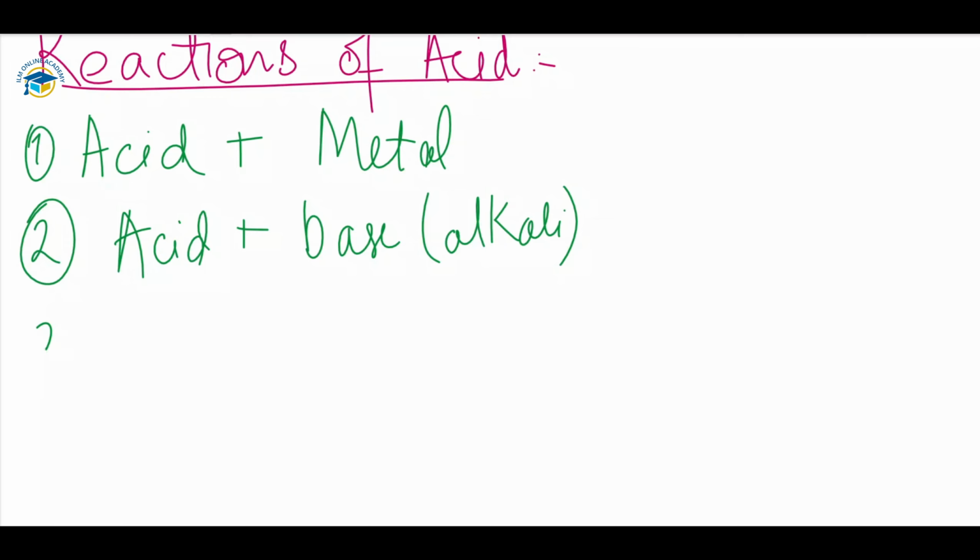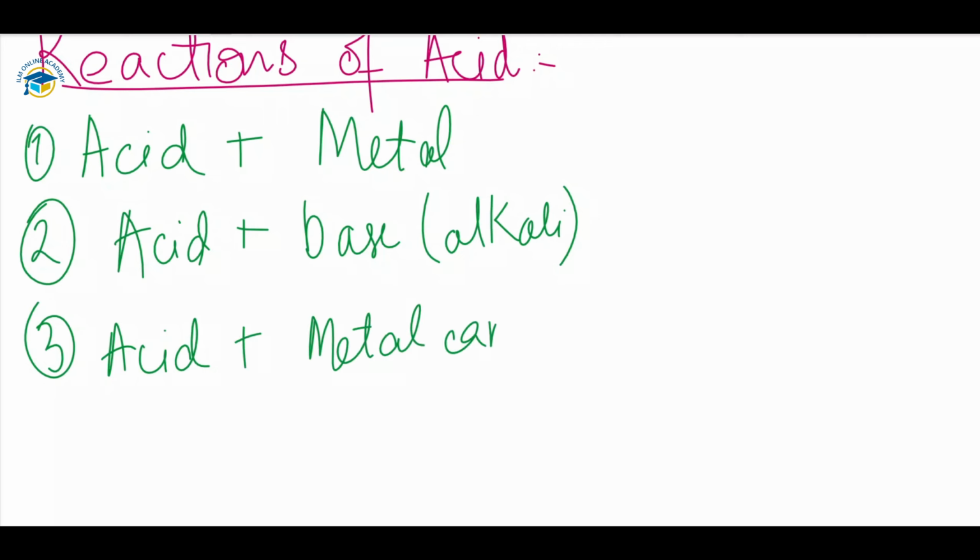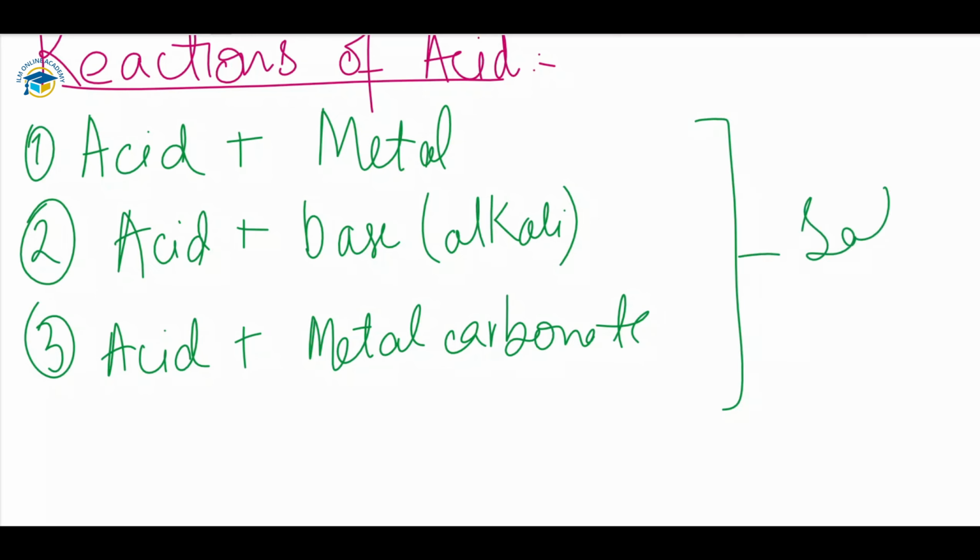Next, we have the reaction of the acid with a metal carbonate or hydrogen carbonate. These are the major reactions of the acid. One type of product is common to all these reactions: they produce a metal compound that is known as the salt. This is the common product of all these reactions.